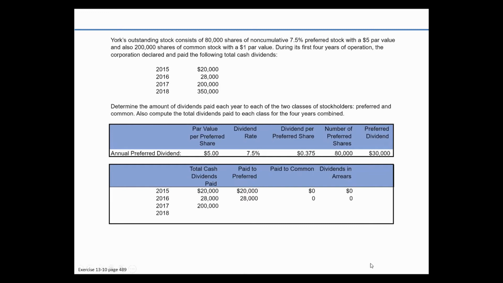Then we see here we had a $200,000 cash dividend that was paid, and so the preferred stockholders all got 30,000 in total, and then the remainder would have been paid to common. And then in 2018, they had 350,000. Again, 30,000 of that would have been paid to preferred, and the remainder would have been paid to common. And so we could just add up everything.